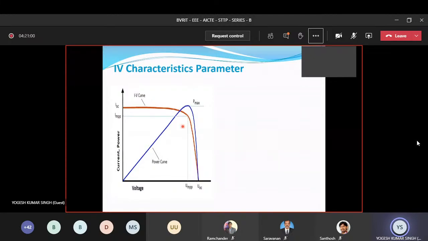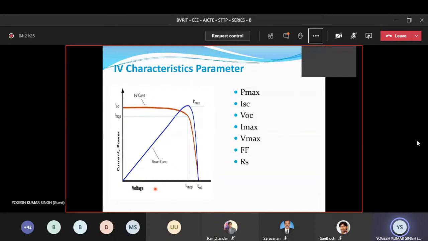So what you do exactly here, you just draw two lines, one vertical and another horizontal. The horizontal line which comes to the y-axis is called the IMP, that is the maximum current. And the vertical line which comes to the voltage axis is called the VMP, that is the maximum voltage. So whenever you purchase a module, you will find this type of data.